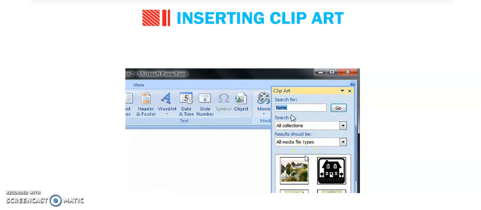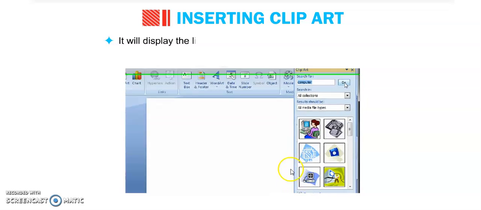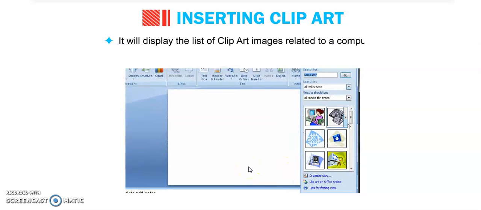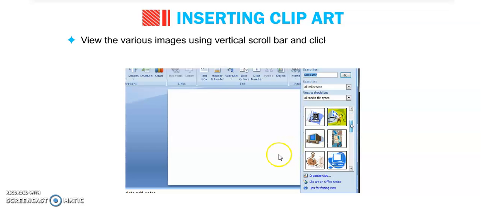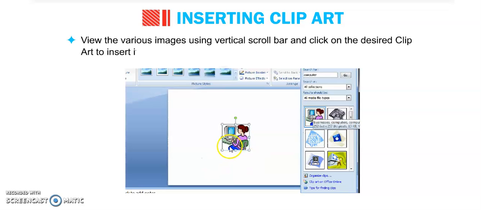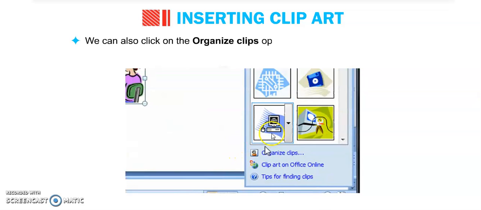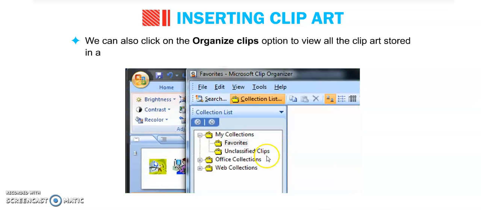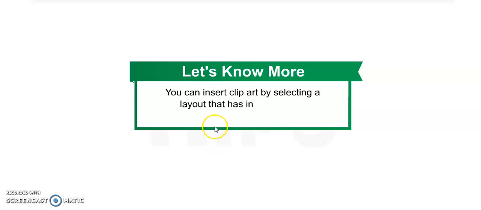Then type the name of the clip art that you want to insert. For example, we are typing computer in the search for text box and clicking on the go button. It will display a list of clip art images related to a computer. View the various images using the vertical scroll bar and click on the desired clip art to insert it in a slide. We can also click on the organize clips option to view all the clip art stored in a computer. Now there is another let's know more: we can insert clip art by selecting a layout that has an inbuilt clip art placeholder icon.